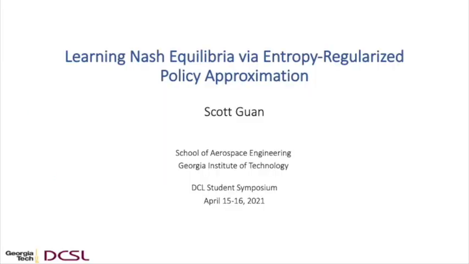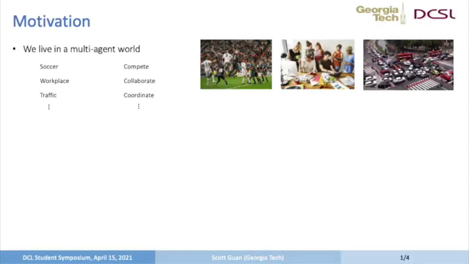Today I want to present my recent work on learning Nash equilibria by policy approximation. To quickly motivate our work, we are living in a multi-agent world. In soccer, two teams of players compete against each other. In workspace, we need to collaborate. To resolve a traffic jam, coordination is needed. And the examples go on.